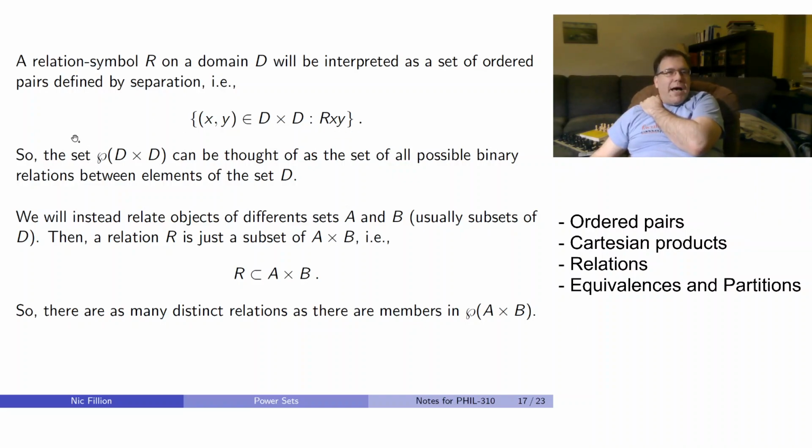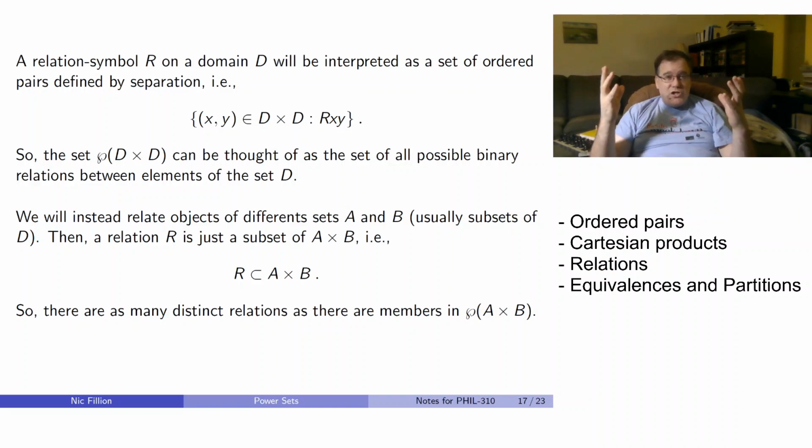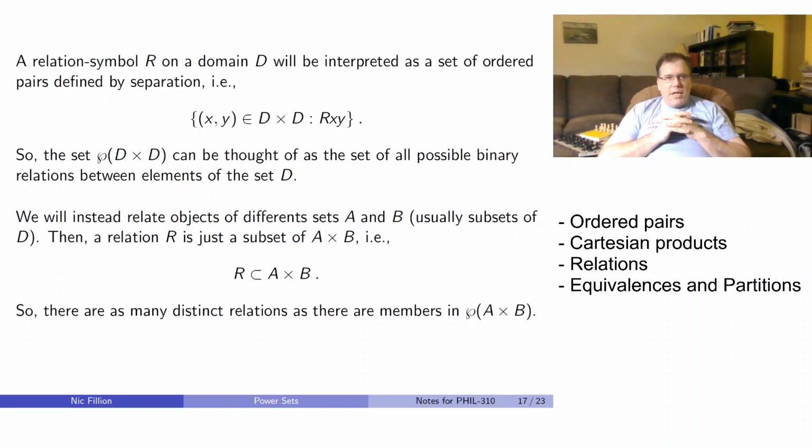So we see that the power set of the Cartesian product of the domain with itself is going to form the set of all possible binary relations over the particular domain. Now, again, we're talking about the extension of relations, not about their intension, whatever that might be. Okay, so that's the sense in which we become in a position to quantify over all possible binary relations.